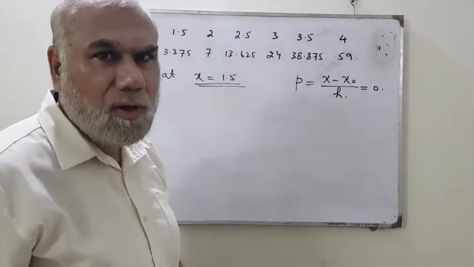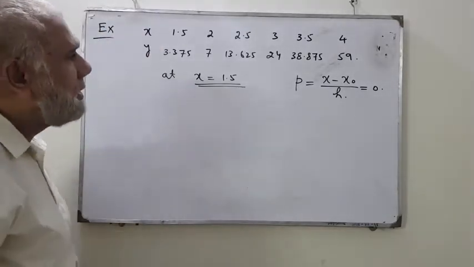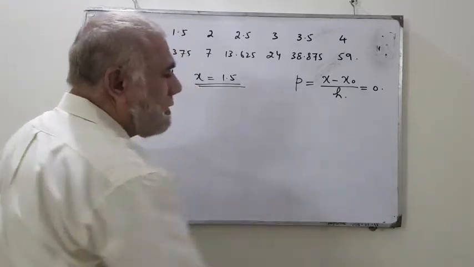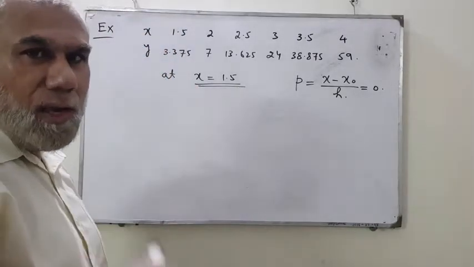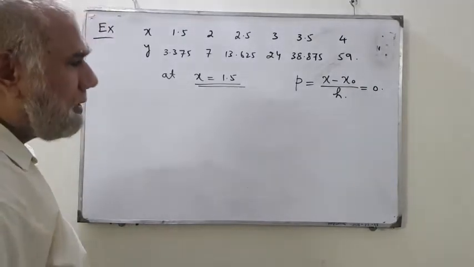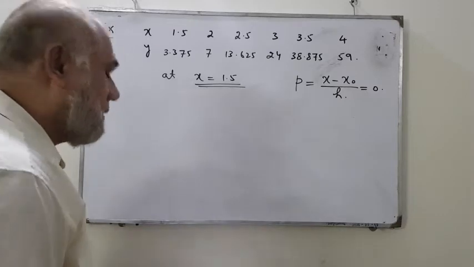Of course close, not only close but also lies at the initial point. So here p is equal to 0. We have derived the formulas for first order, second order and third order so far, so we'll be writing the formulas first.